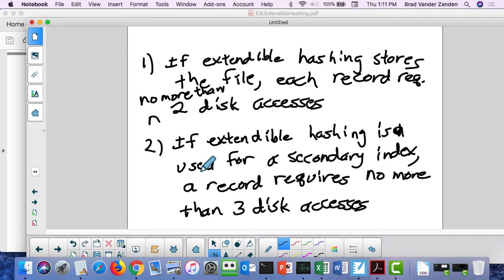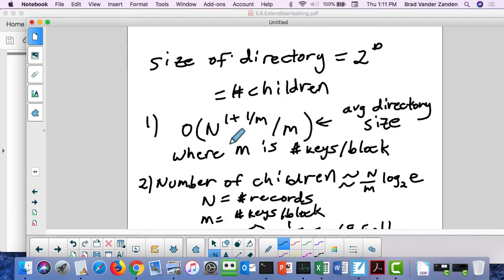And the directories just don't blow up. As I just showed you, as long as M is big, which it always is, because you can fit a whole bunch of keys into one block, then this N to the 1 plus 1 divided by M is going to grow almost linearly. Okay?